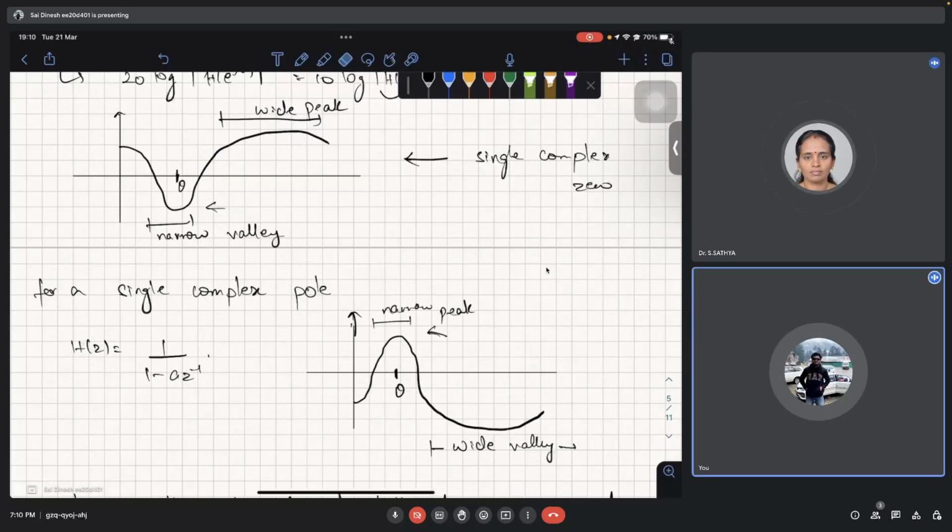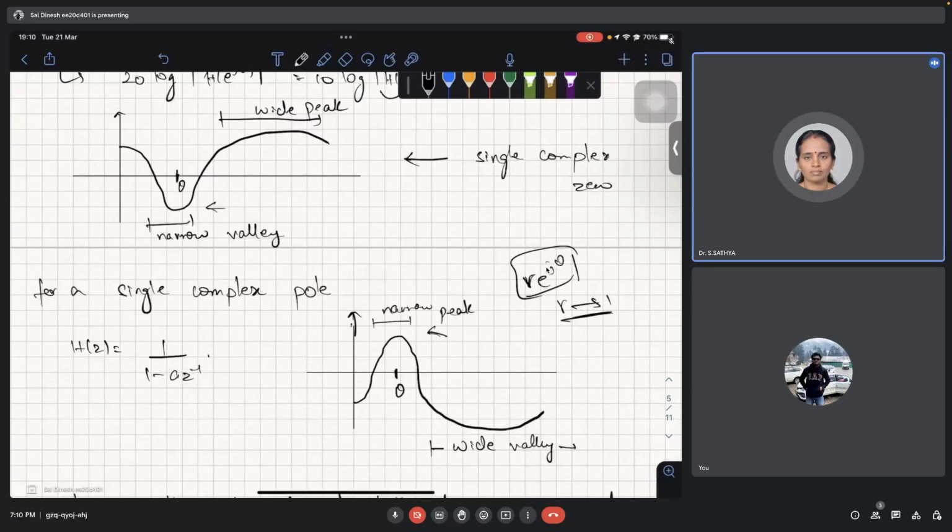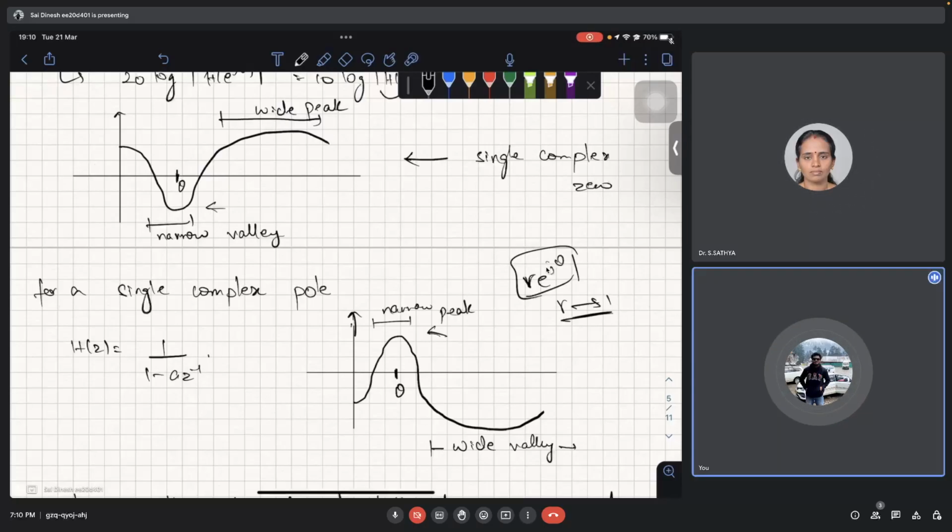That is the case with a pole too. If the pole is getting nearer to the unit circle, then there is a very high peak for the pole as well. So r e power j theta is the magnitude and angle. As r tends to 1, depending on whether it is a pole or a zero, the response will either go to 0 or go to infinity. Okay, sir.